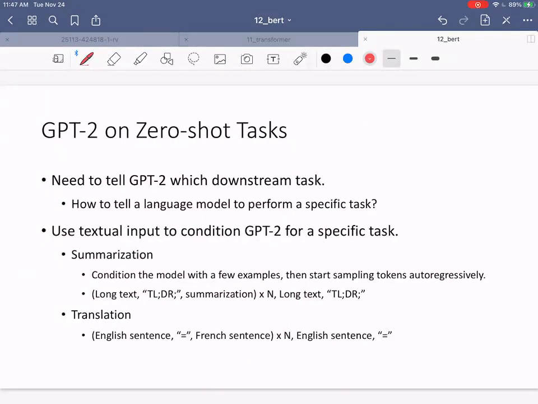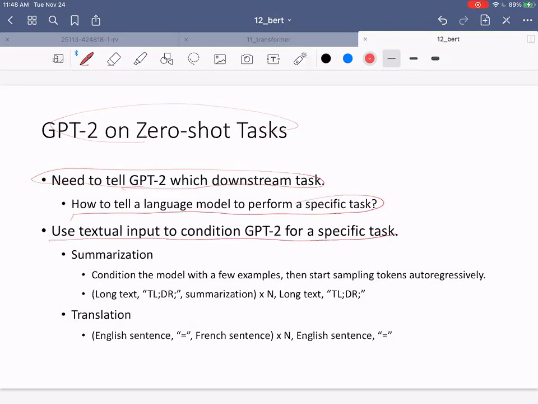So how do you do downstream tasks with GPT-2 in a zero-shot manner? Because you still need to tell GPT-2 which downstream task you want it to do. You need to still tell GPT-2, I want you to do translation, or I want you to do text classification, something like that. You need a cue sign. How do you tell a language model to perform a specific task? The brilliant thing about GPT-2 is they use textual input to condition GPT-2 for a specific task.